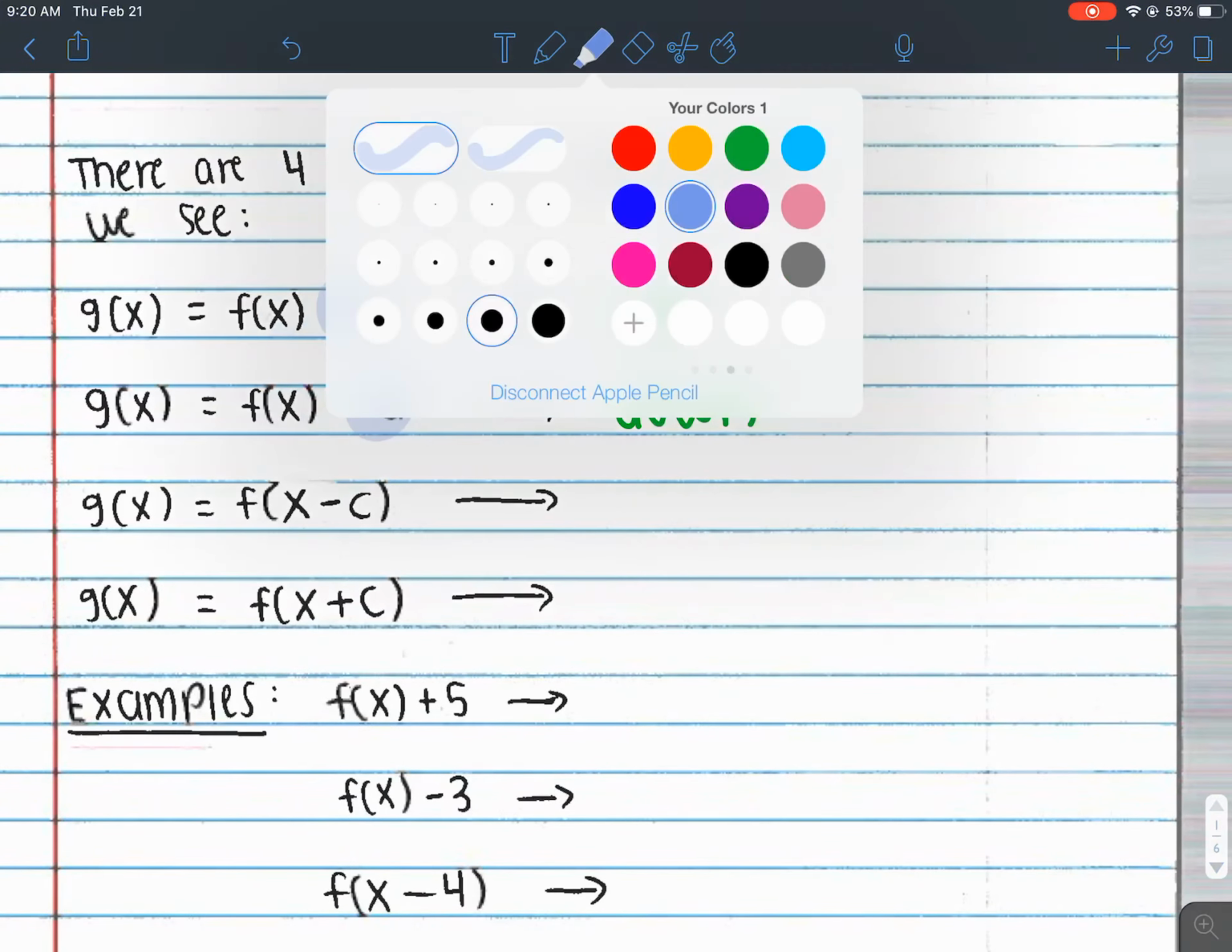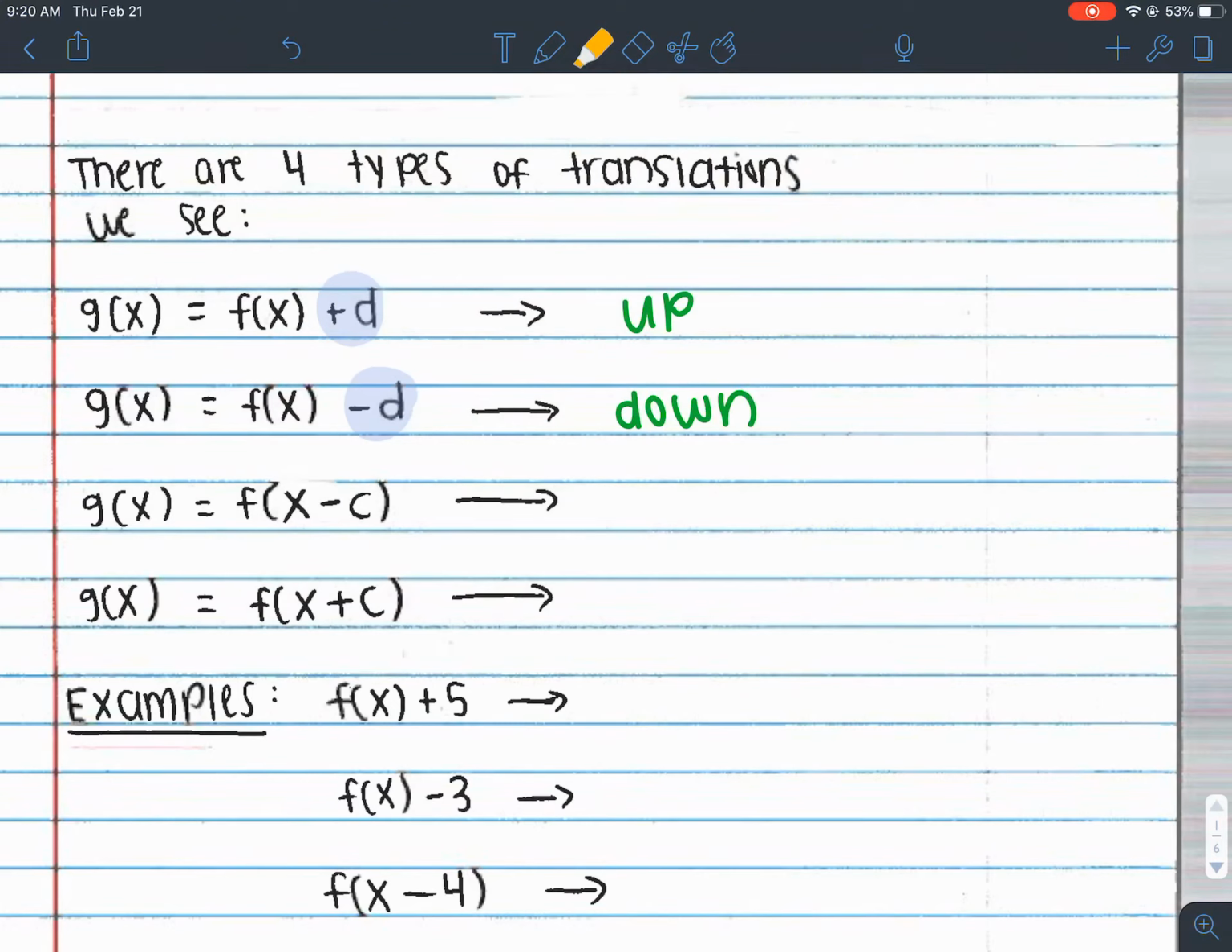And then the next types of translations we'll see is the minus c and the plus c inside the parentheses. These are inside. So it's actually going to be the opposite of what you would think. You're thinking either left or right, and you're probably thinking minus c is going to the left, but it's actually going to go to the right.